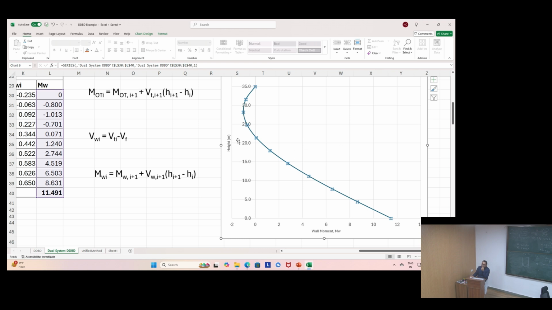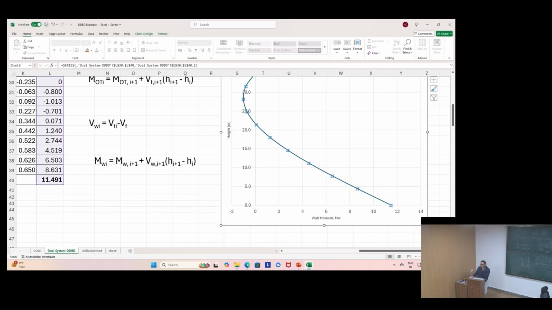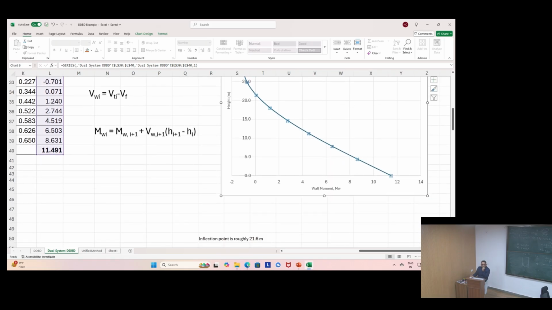So your point of inflection is somewhere between 20 and 25. A colleague of yours says 21.4. Mine was close as well, 21.6. Pick one and use one, doesn't matter.